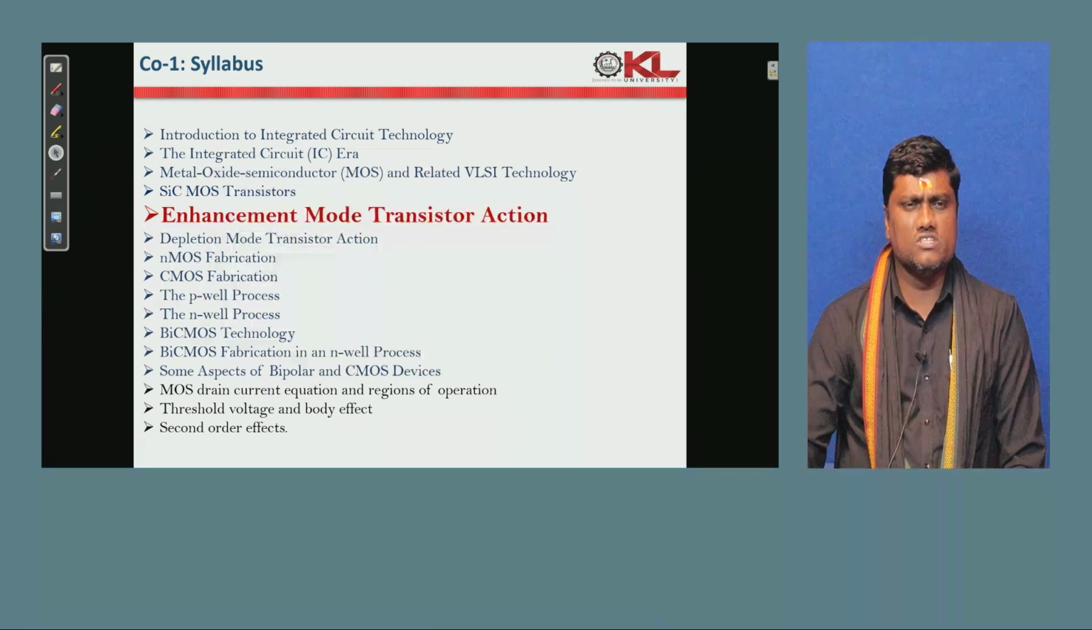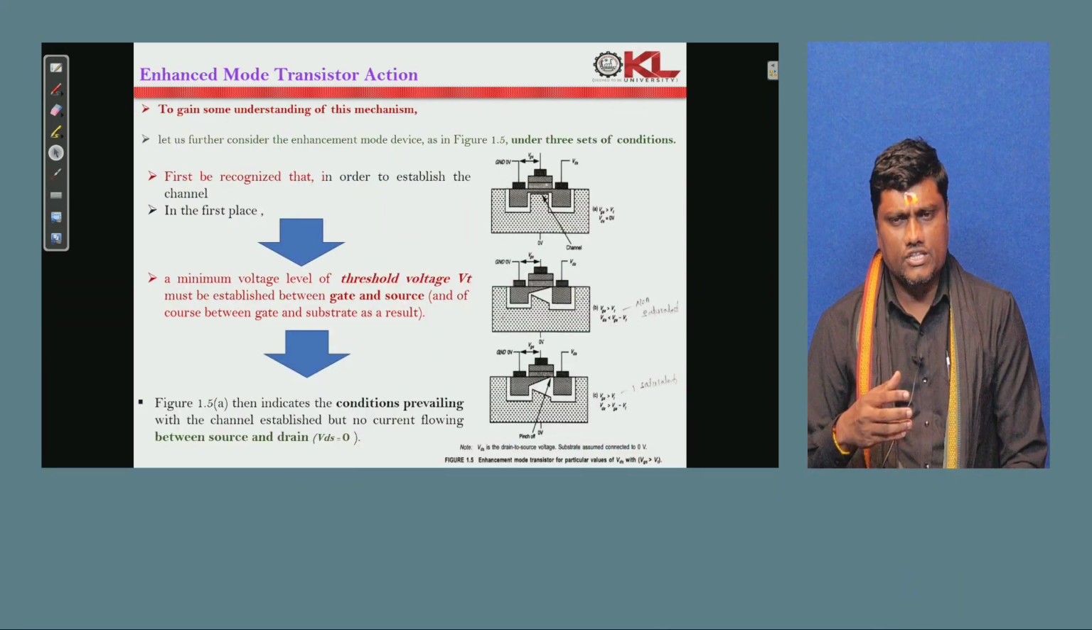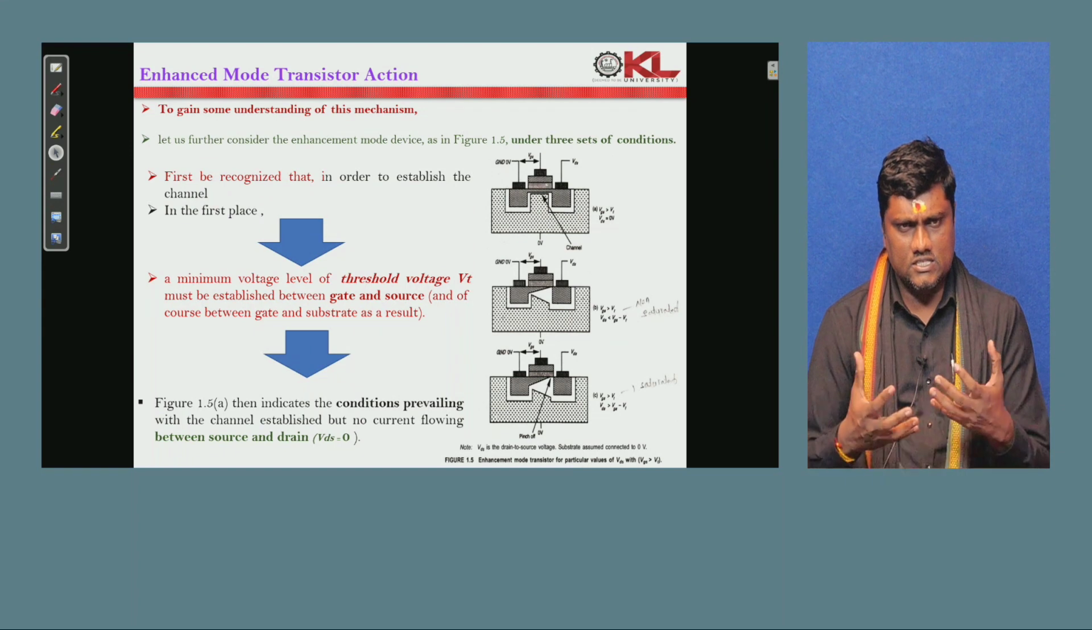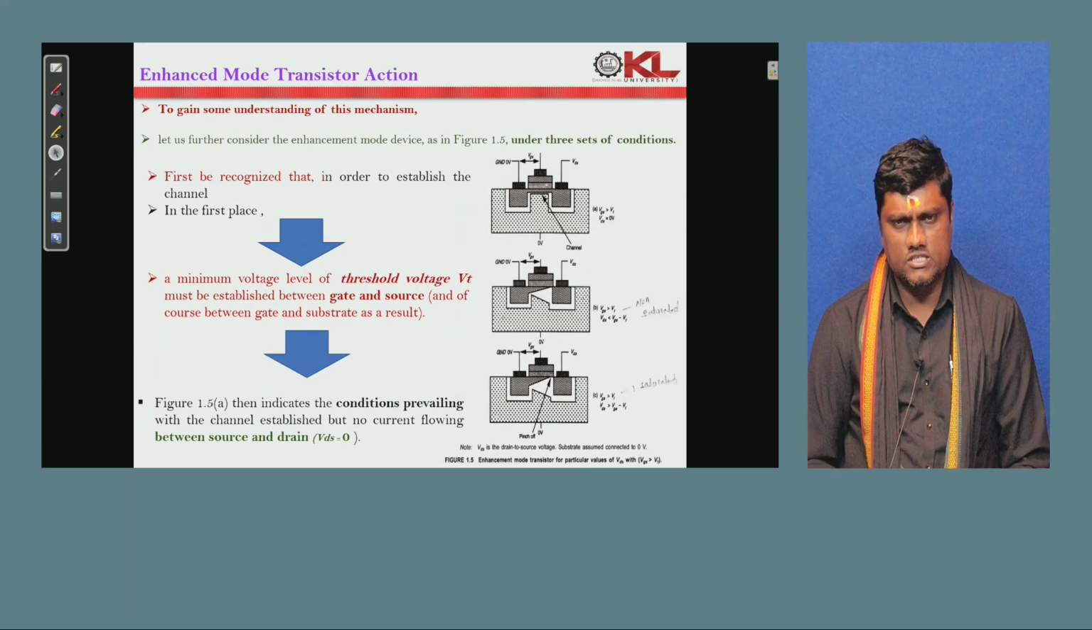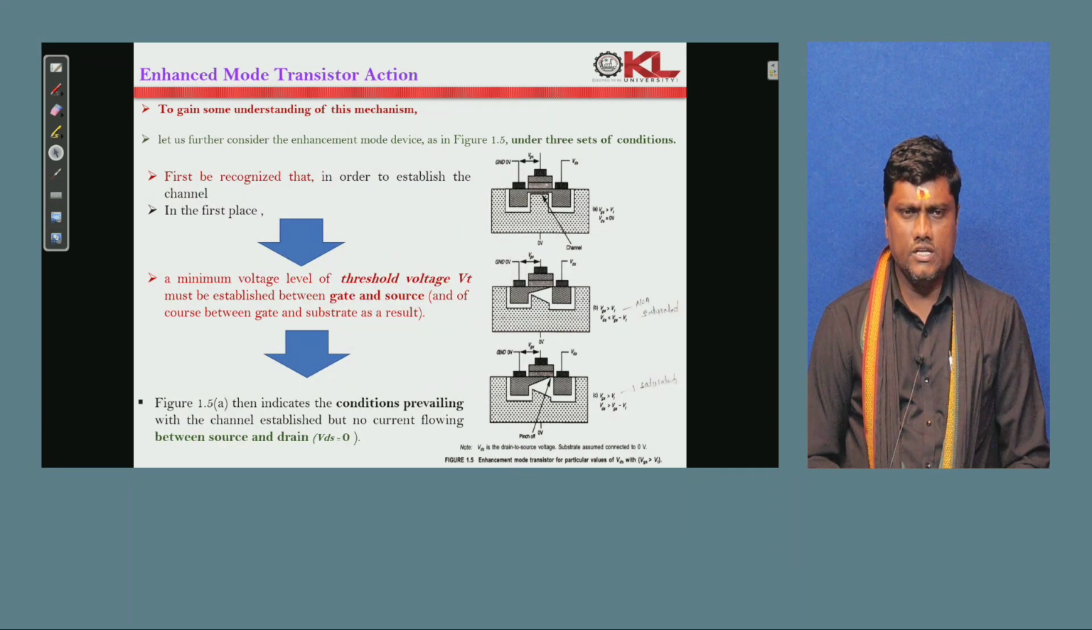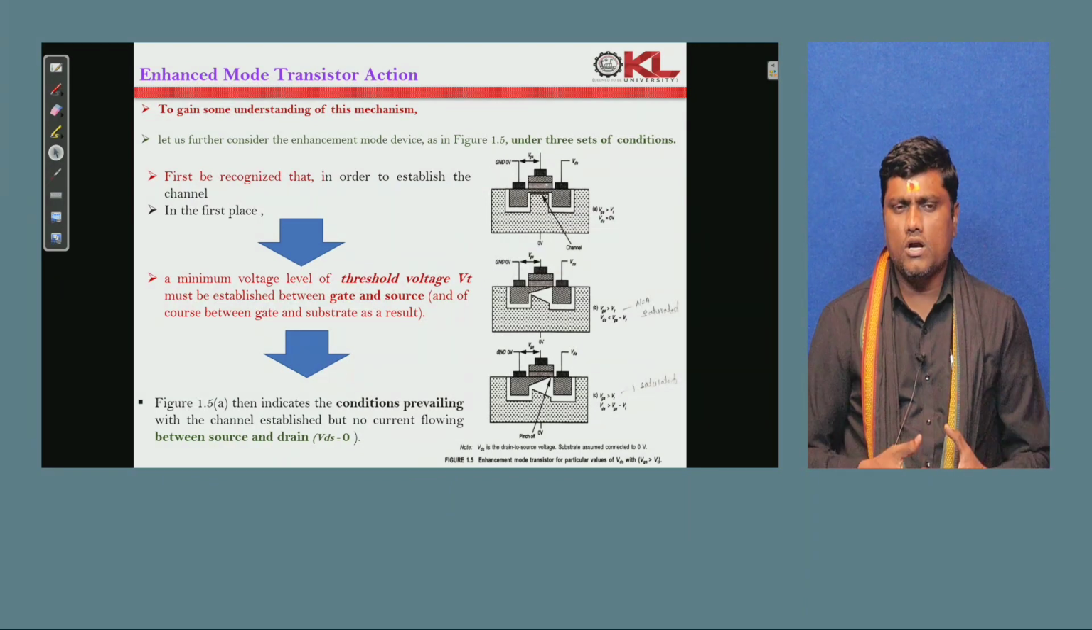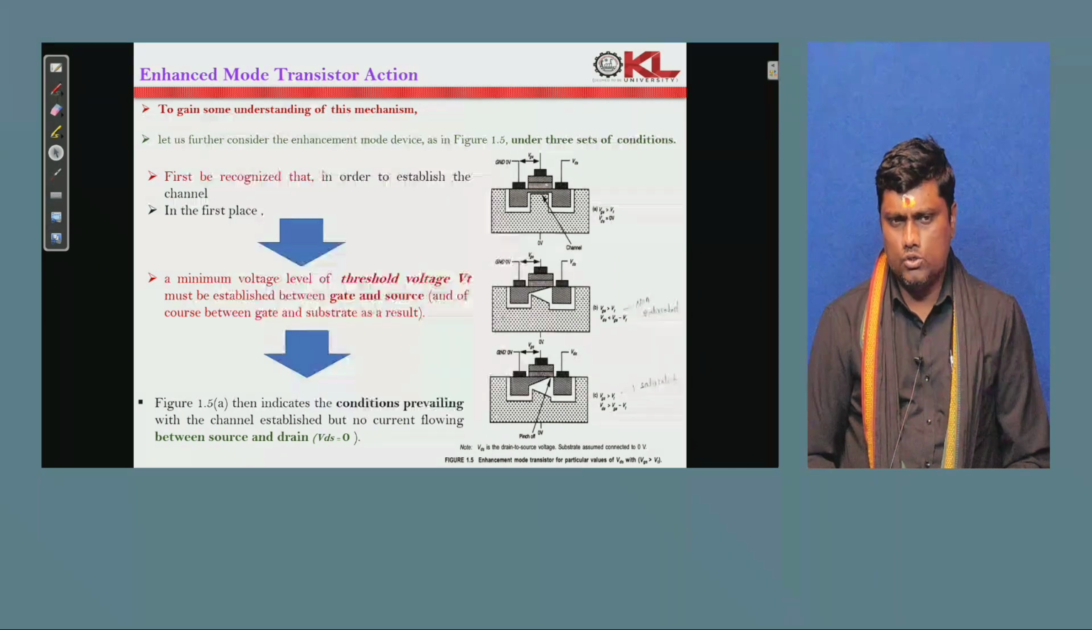The enhancement mode transistor has three types of conditions. As we know, in an enhancement mode transistor initially there is no channel. Source is on one side, drain is on one side, the channel is formed in between, and above we have an oxide layer and above that a metal layer to form the gate and other layers. First we recognize that in order to establish the channel, a minimum amount of voltage we need to apply, which is called the threshold voltage, which is a must to establish the channel.